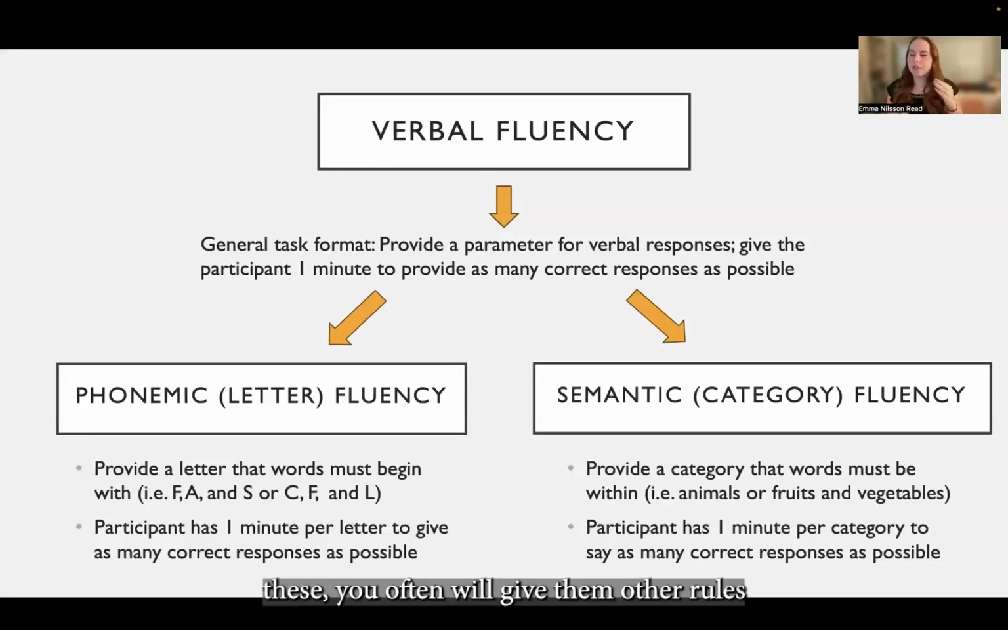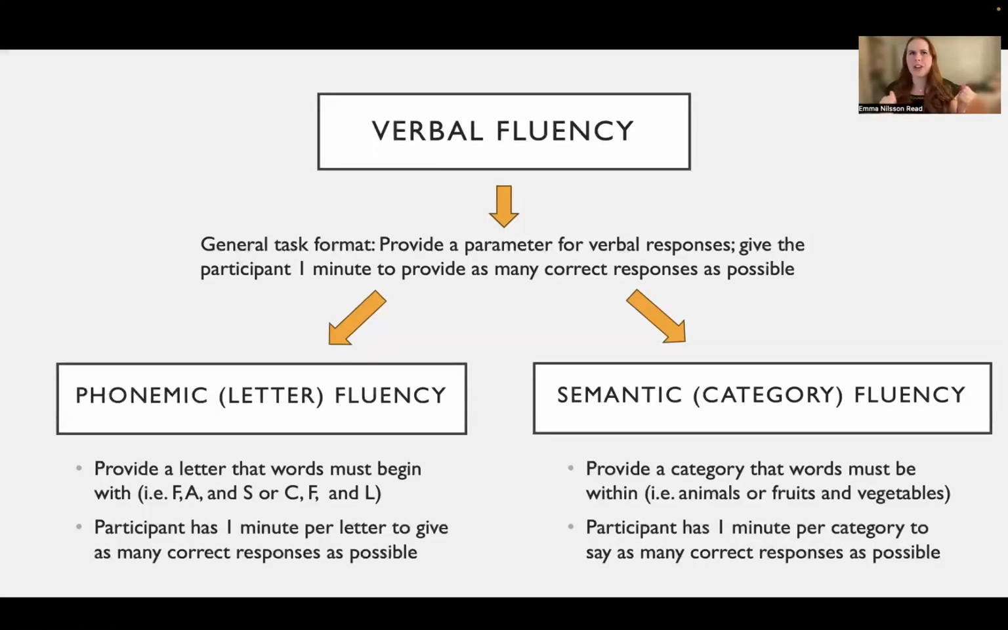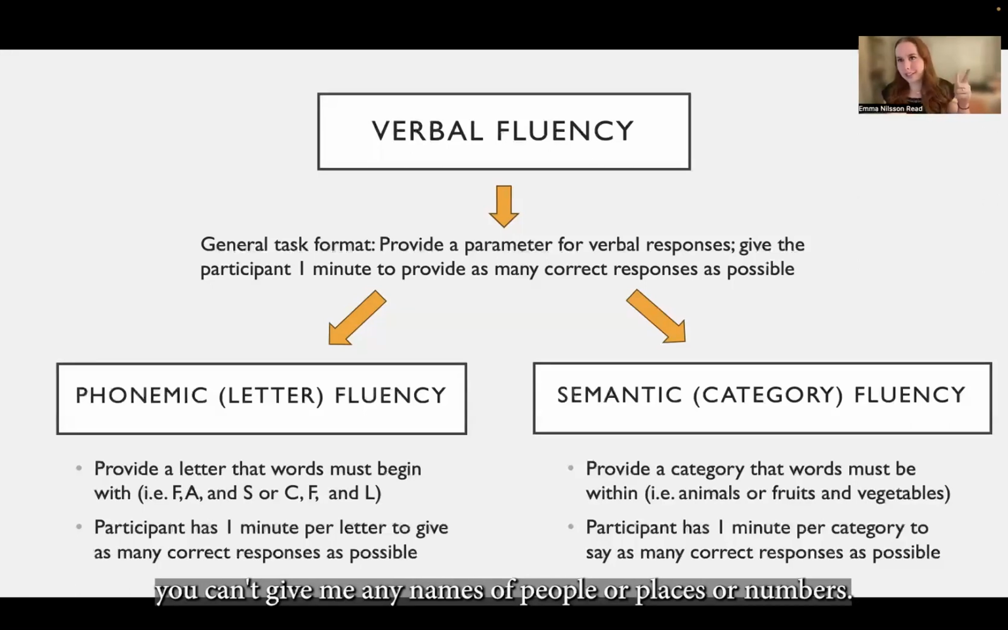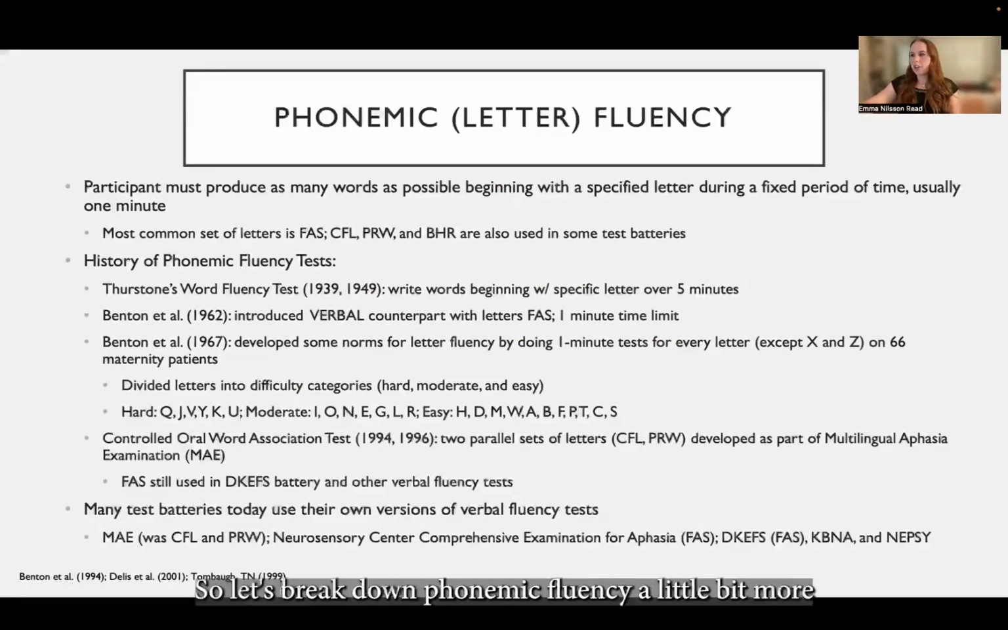And with these, you often will give them other rules that they cannot break. For example, in letter fluency, a lot of times they'll say, tell me as many words as you can that begin with the letter S. However, you can't give me any proper nouns. So you can't give me any names of people or places or numbers. There will be some other restrictions that also will start to look into your inhibition processes and stuff like that. So let's break down phonemic fluency a little bit more.